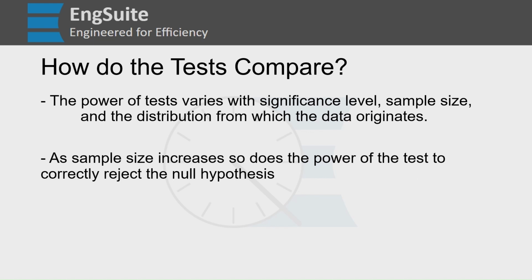So how do the tests compare? Well, the power of tests varies with significance level, sample size, and the distribution from which the data originates. As sample size increases, so does the power of the test to correctly reject the null hypothesis. Again, earlier we were talking about sample sizes. Sample sizes have a huge impact on the power of each individual test, and we're going to see that.